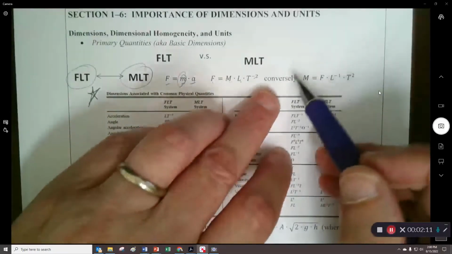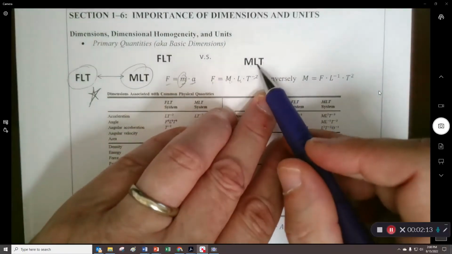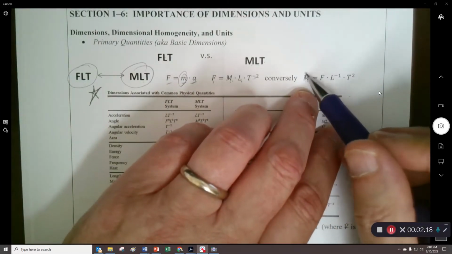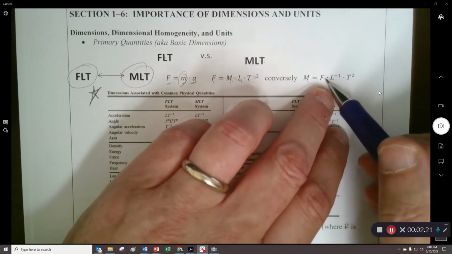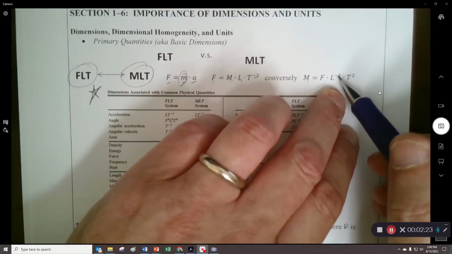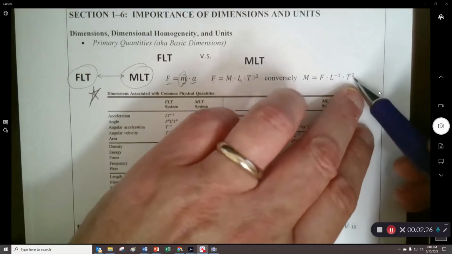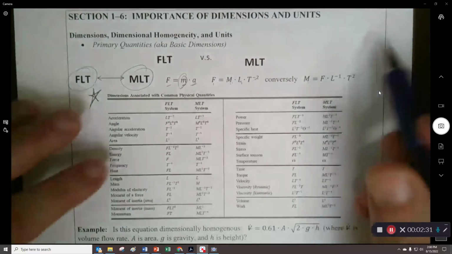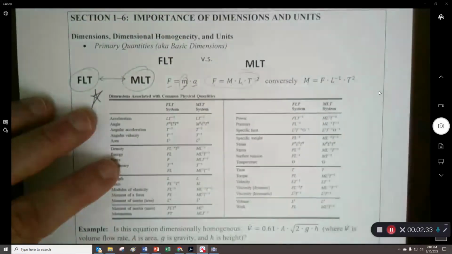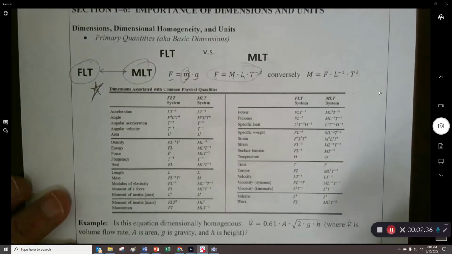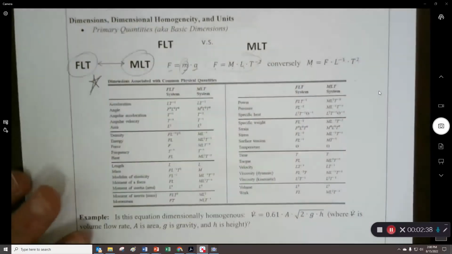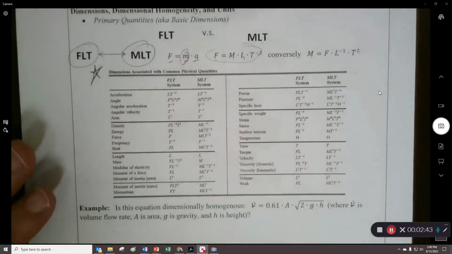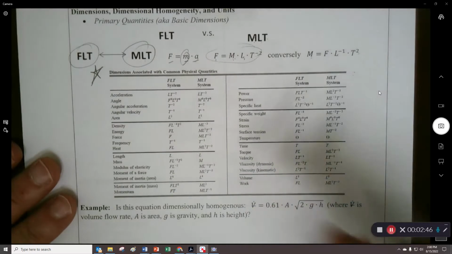Conversely, if you wanted to change from the MLT system to the FLT system, any place you saw a mass term, you would replace it with a force times length to the minus 1 times time squared, right? Which is really just flipping this guy around, right? So it might seem a little confusing, but as soon as we do some examples, you're gonna be like, that's easy, I totally get that. So this is the video that you really need for homework related to this class.